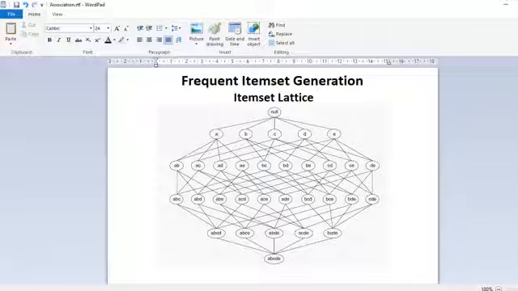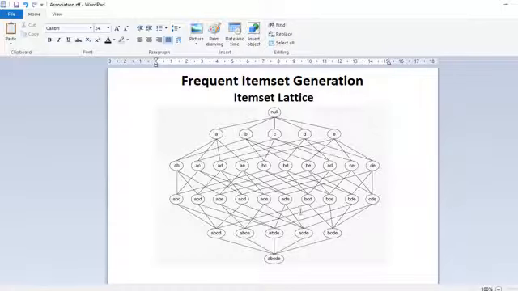Good day students. In this video we will be seeing the frequent item set generation in association analysis. The objective of frequent item set generation is to find all the item sets that satisfy the minimum support threshold. These item sets are called frequent item sets.